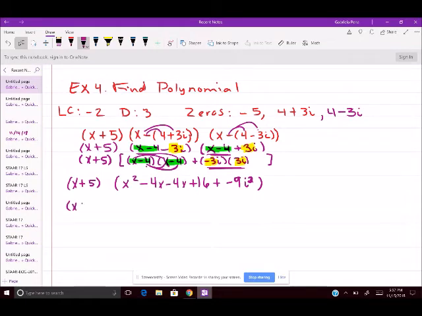Now also don't forget to keep bringing that x plus 5 down. So this becomes x plus 5, x squared. These two become a minus 8x.